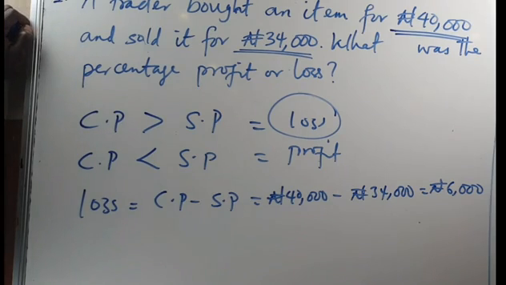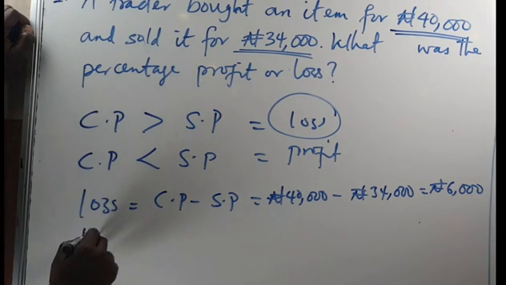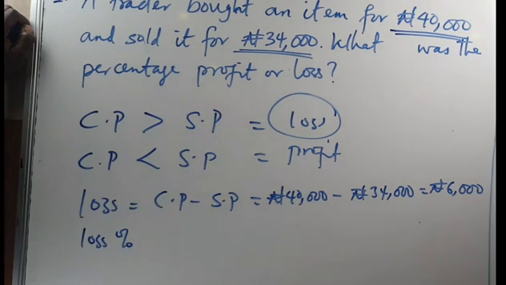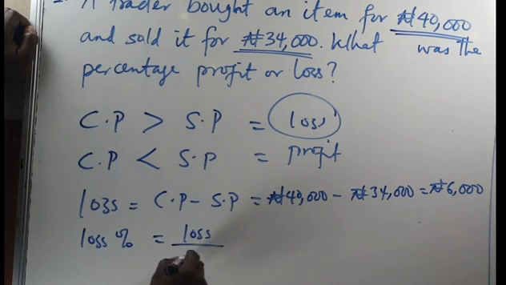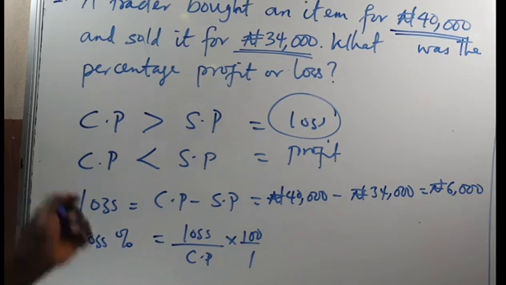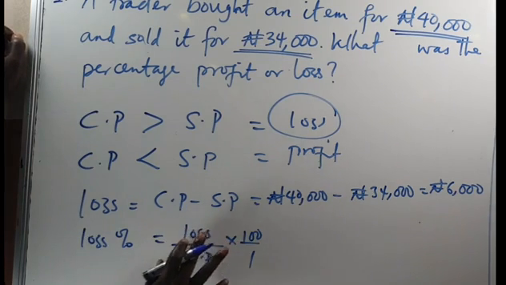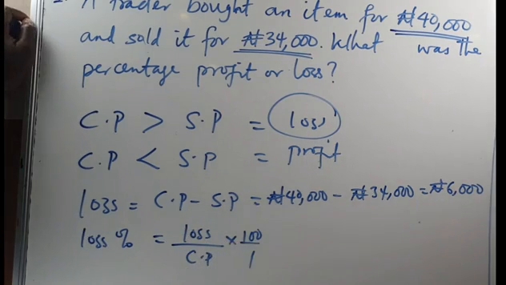So what will now be the loss percentage? Loss percentage is the loss divided by the cost price multiplied by 100 over 1. If it is profit percentage, you just change this to profit divided by the cost price.